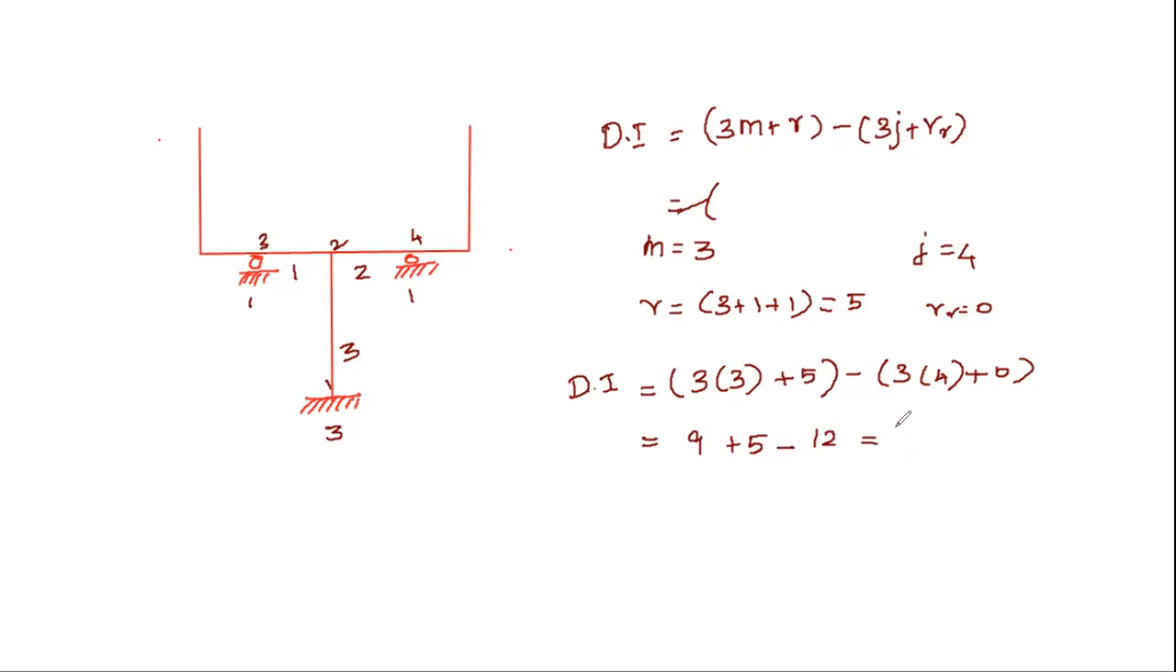9 plus 5 is 14, 14 minus 12 is 2. So the degree of static indeterminacy of the given structure is 2. Next we move on to a three-dimensional structure.